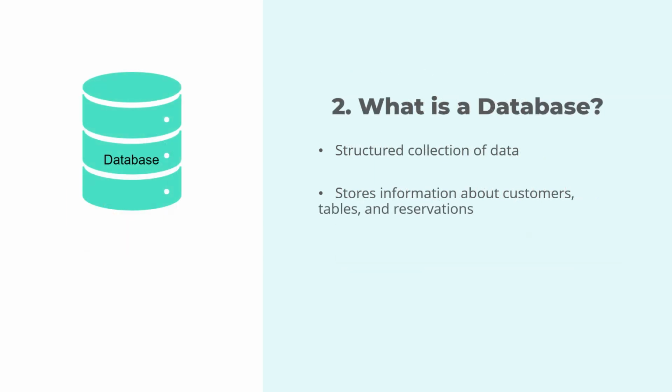Question number 2. What is a database? A database is an organized collection of structured data stored electronically. It allows us to store, manage, and retrieve large amounts of information efficiently. In the case of Vegan Gardens, a database is used to manage everything related to reservations and customer data.